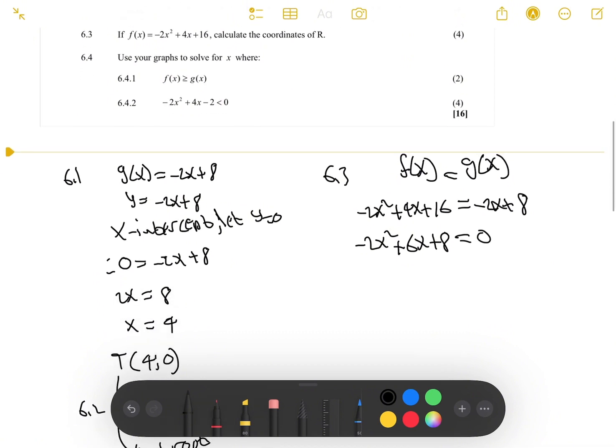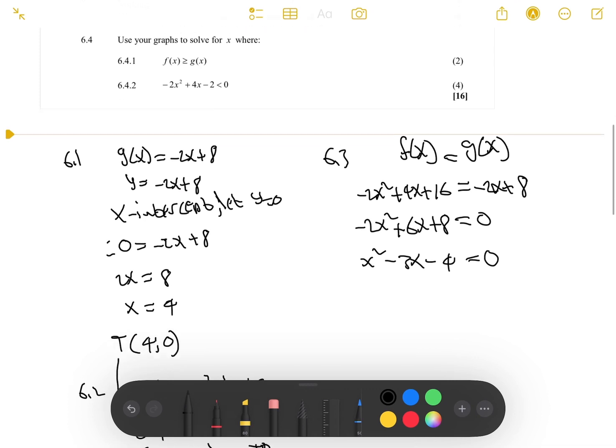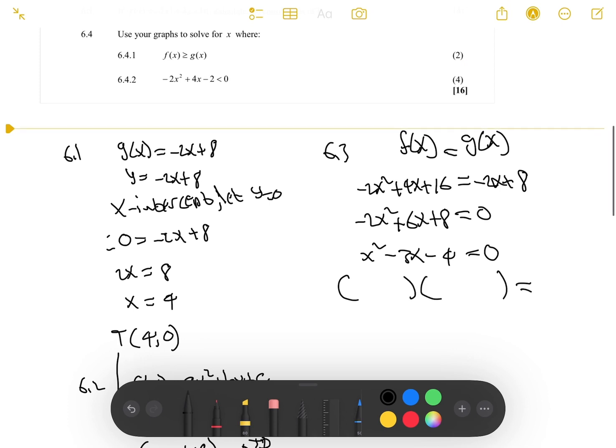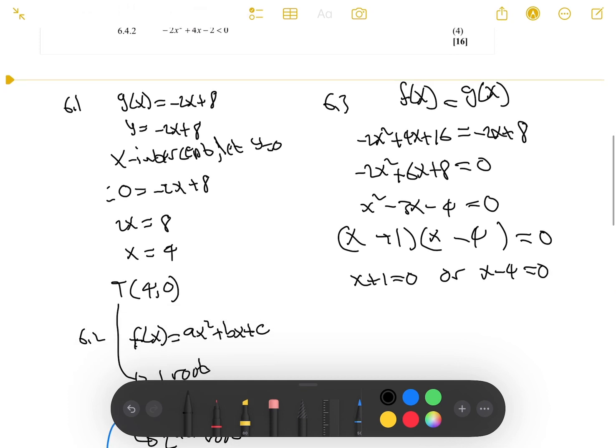Divide both sides by negative 2. x squared minus 3x minus 4 equals 0. Therefore, let's factorize. (x minus 4)(x plus 1) equals 0. So x plus 1 equals 0, or x minus 4 equals 0. From this, we get that x equals negative 1, or x equals 4.